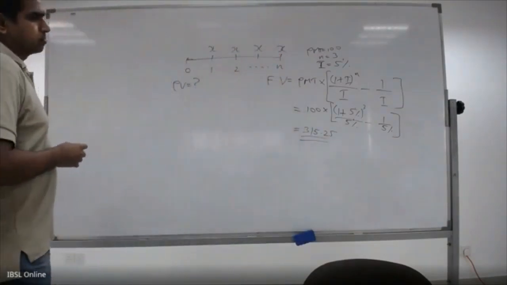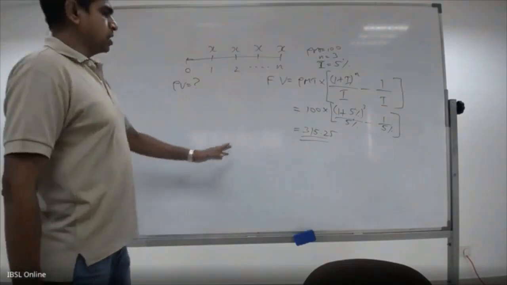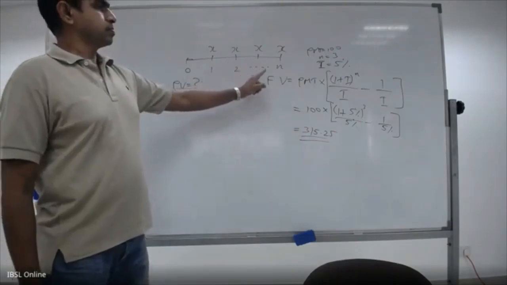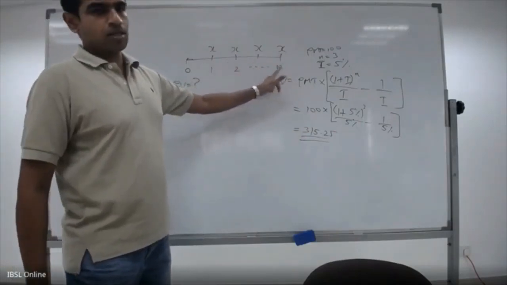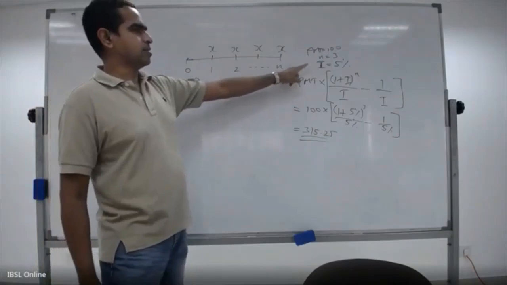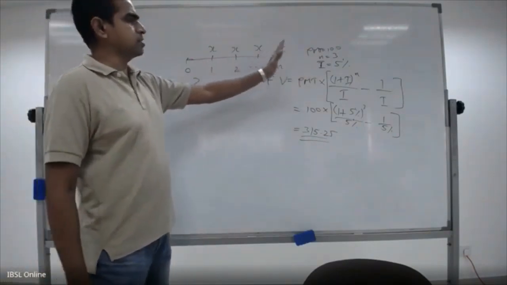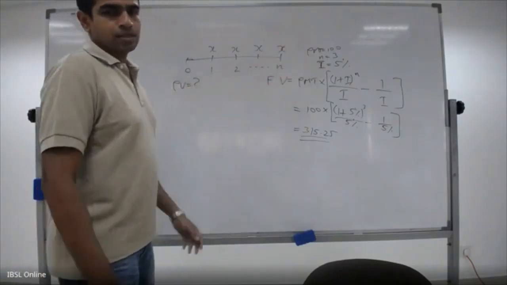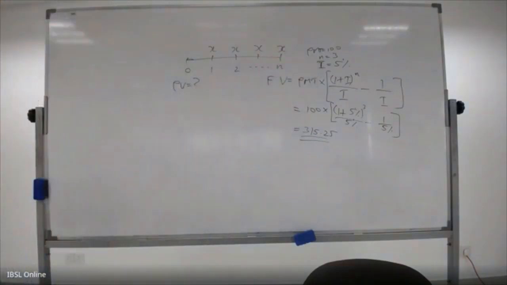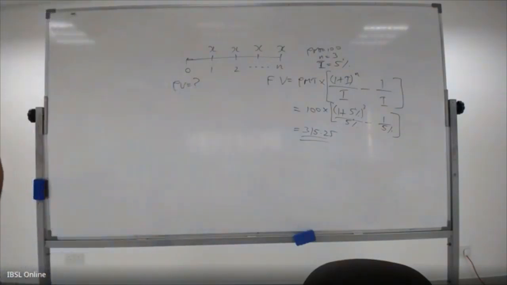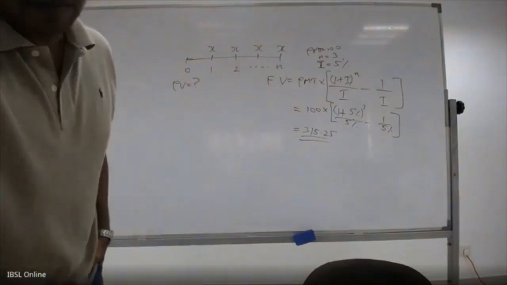What it means is receiving $315 three years down the line, at an interest rate of 5%, is equal to receiving $100 every year for the next 3 years at a rate of 5% per annum. So that's the interpretation. You need to know the interpretation as well. You need to know what these mean. Otherwise, it doesn't make sense.